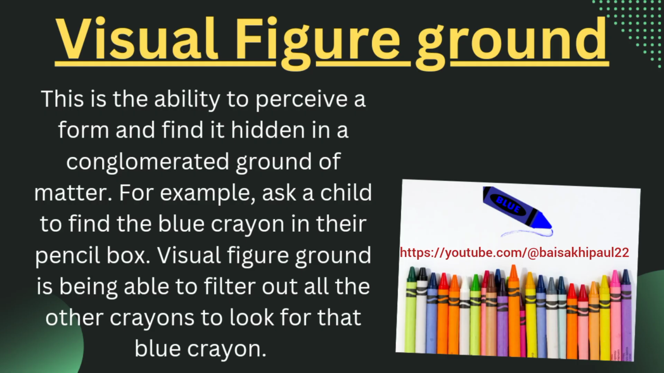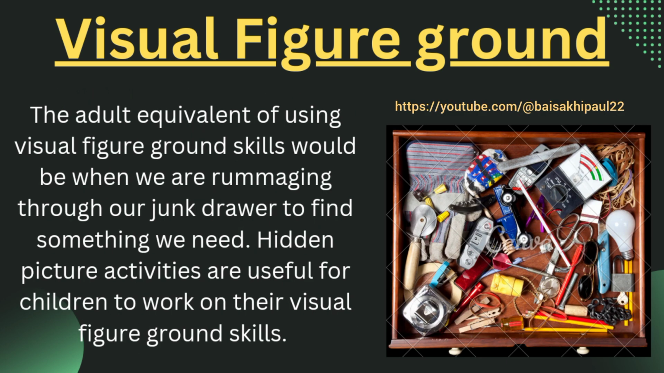Visual figure ground is the ability to perceive a form and find it hidden in a conglomerated ground of matter. For example, ask a child to find the blue crayons in their pencil box. Visual figure ground is being able to filter out all the other crayons to look for the blue crayons. The adult equivalent of using visual figure ground skills is when we are roaming through a junk drawer to find something we need. Hidden picture activities are useful for children to work on visual figure ground skills.